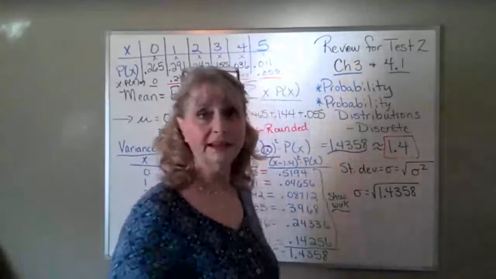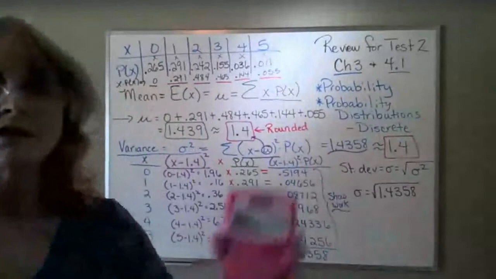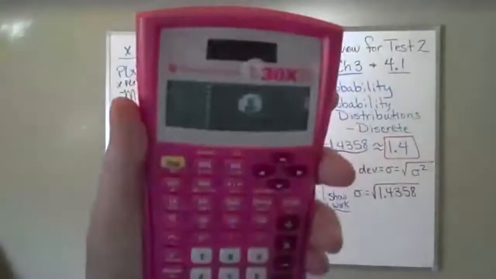So I'm going to take the square root of this. I'm just going to leave that number. And I'm going to show you how I'm doing this in case some of you haven't done this in your calculator. So here's my number, my unrounded variance, still in my calculator.